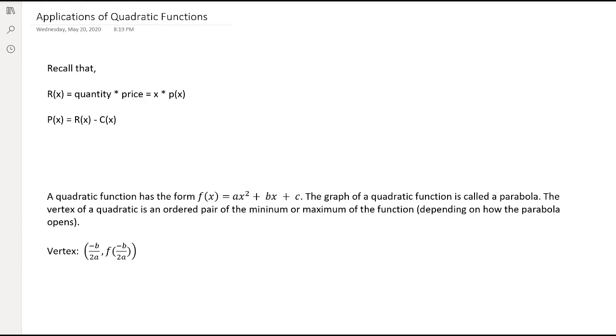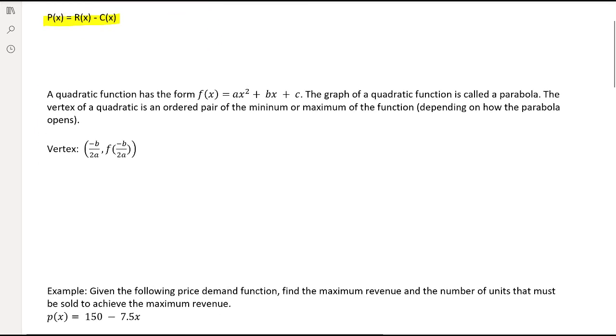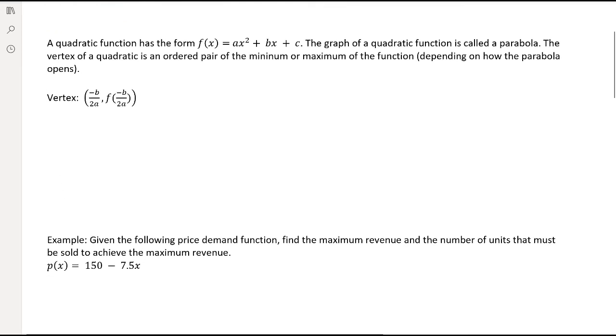Alright, so just a quick little recap here. In previous videos, remember we talked about how we find our revenue function, which we denote R of x. Your revenue function is your quantity times your price. For us, quantity is represented by the variable x. Our price function is denoted by little p of x. And then our profit function, we find that by taking the revenue function, R of x, and subtracting away the cost function. All right. So with that as our background, let's talk about a little bit of college algebra recap.